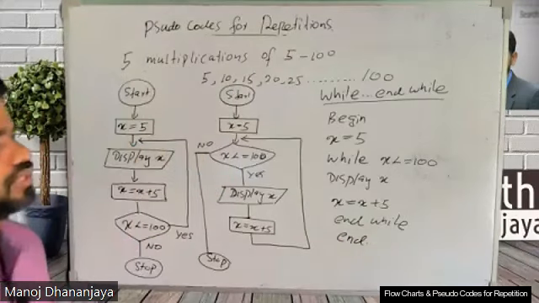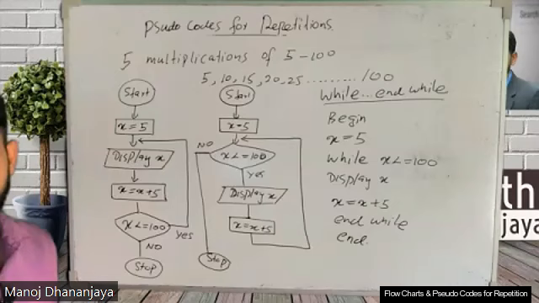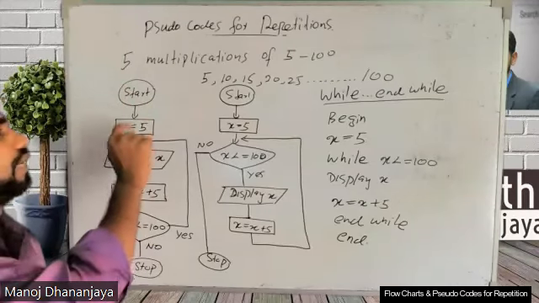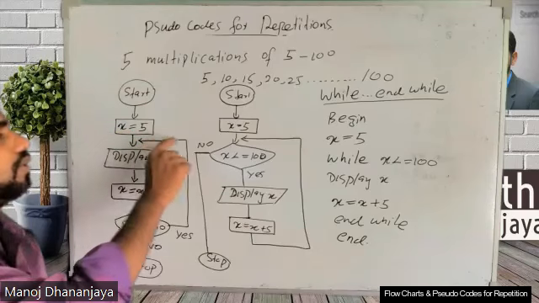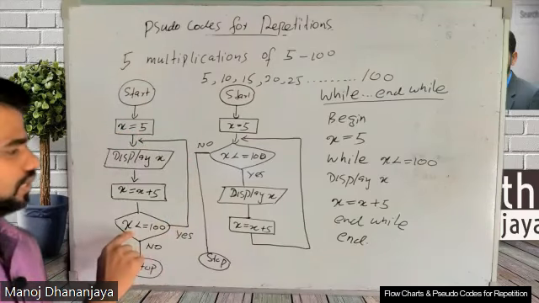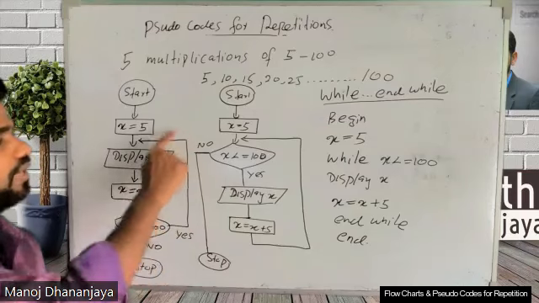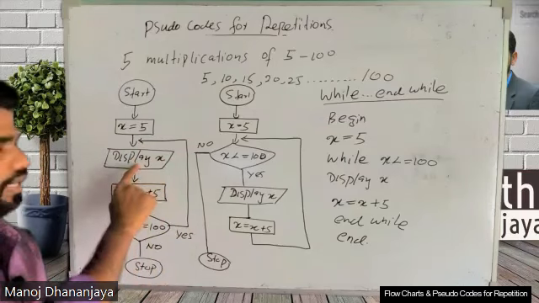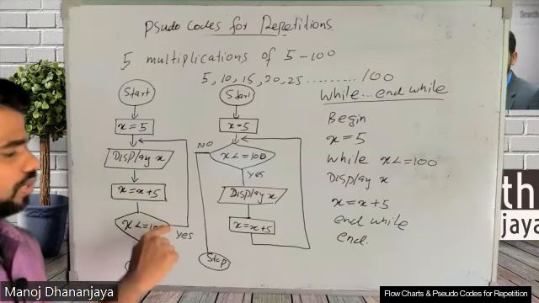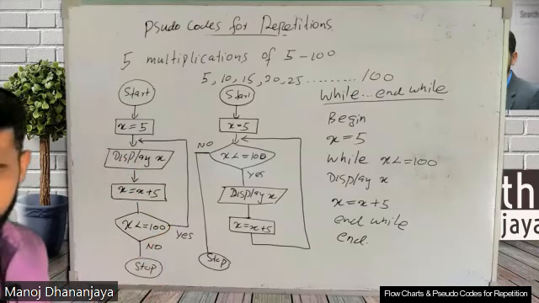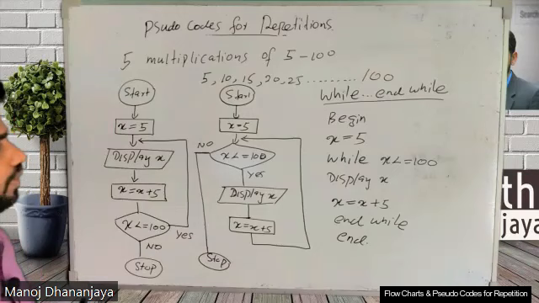This is the pseudocode for this flowchart. Again, you look at it. Begin, x equal 5, while, go through this line, find out the condition, x less than or equal 100. Go through this line again, find out the next step, display x. x equal x plus 5, end while. Right. Then at this point, I will write this term.